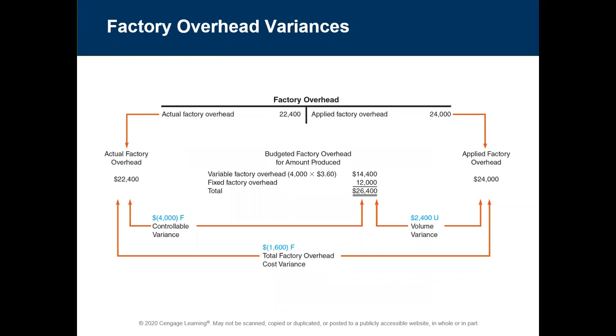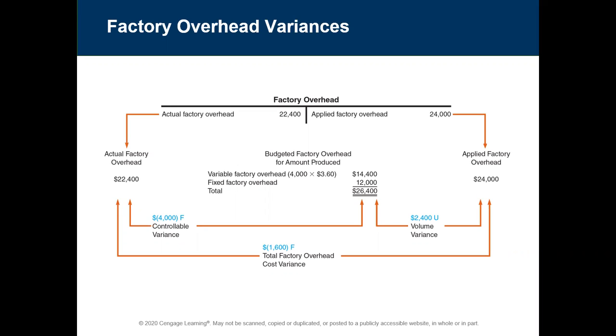And then this is kind of how they break it down in this more visual way. So factory overhead, on the debit side, we have actual factory overhead or actual costs. On the credit side, we have applied factory overhead. That's taking you back to early chapters. You may have to review a little bit. So we have what's actual and what was applied. And then in the middle, we have what was budgeted factory overhead.